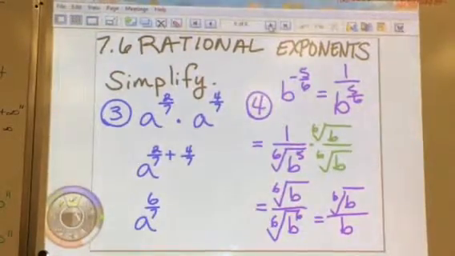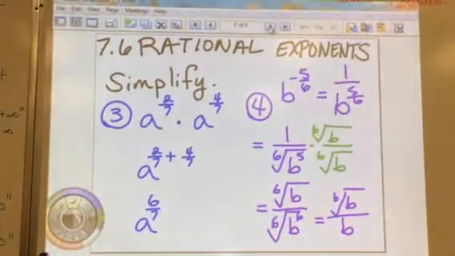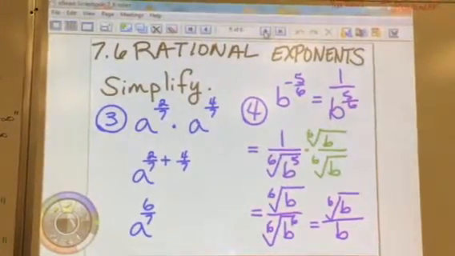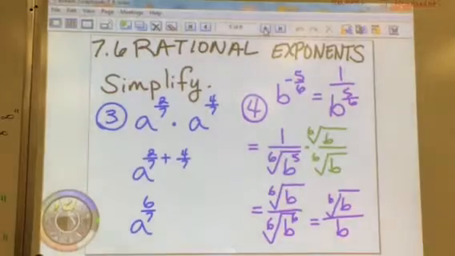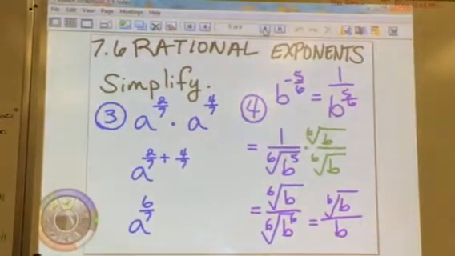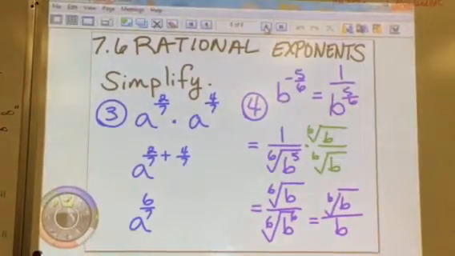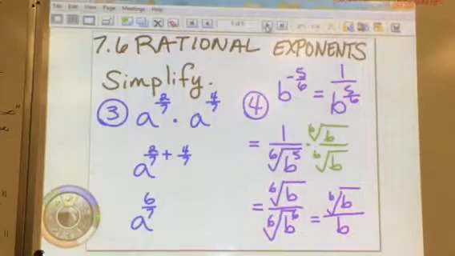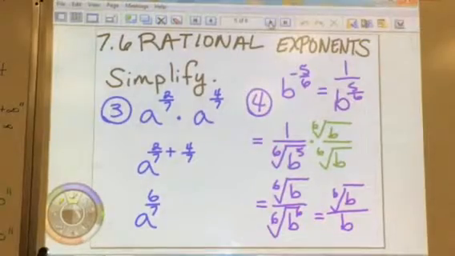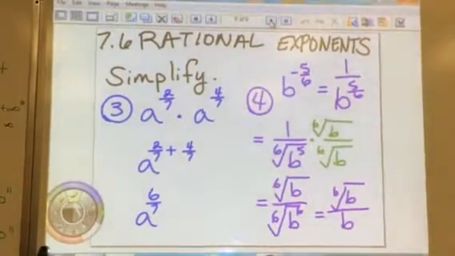B to the -5/6 is 1 over b to the 5/6. And if you write that in radical form, you have 1 over the 6th root of b to the 5th. You need to rationalize that. How many more 6th roots of b do you need to be able to take that 6th root out? You need one more b. So you have the 6th root of b to the 6th if you multiply top and bottom by a 6th root of b. And so that leaves you with just the 6th root of b on the top over the whole b.